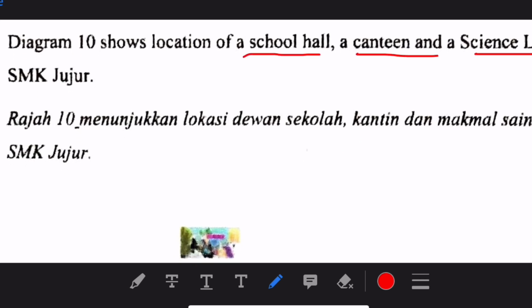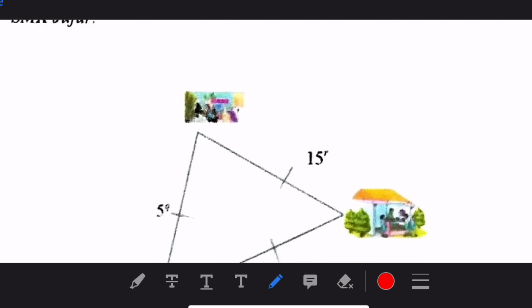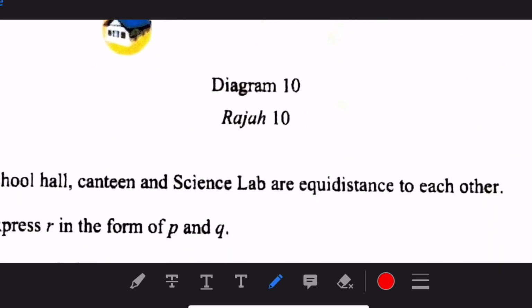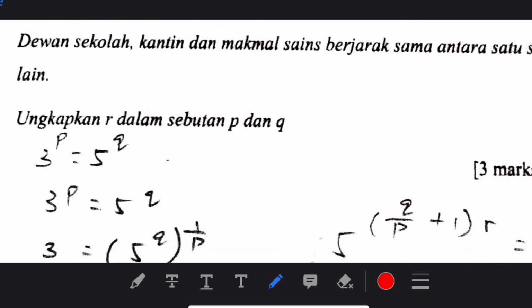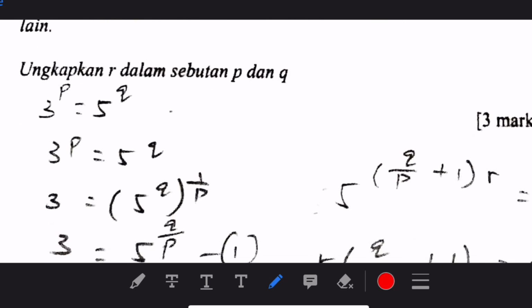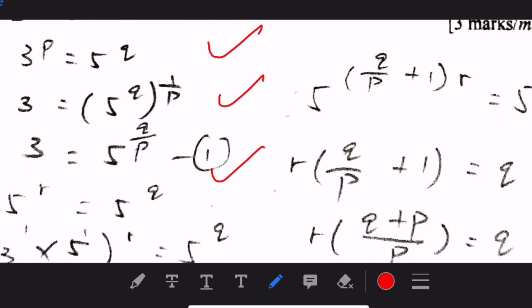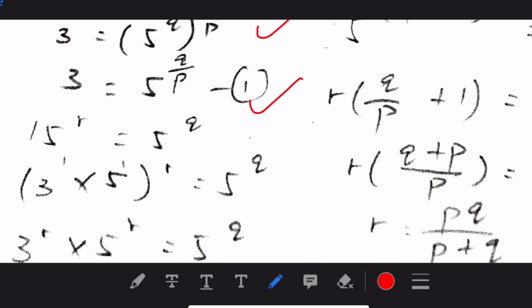And then this one is the hot question about the location of the school hall, canteen, and science lab being equal distance. Remember? So it's equal length. Then she tried to solve the equation. 3 power p equal to 5 power q, and then 3 power p equal to 5q times 1 over p, because when the p is brought over it should be 1 over p.